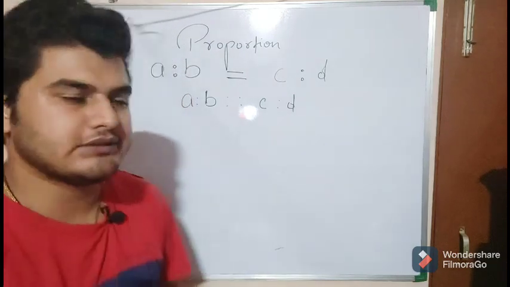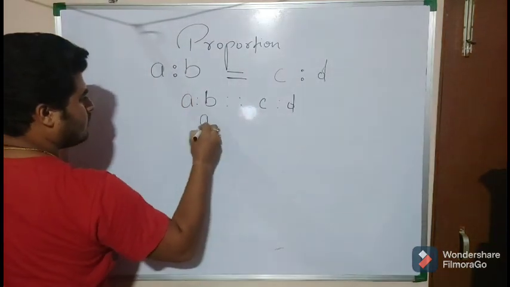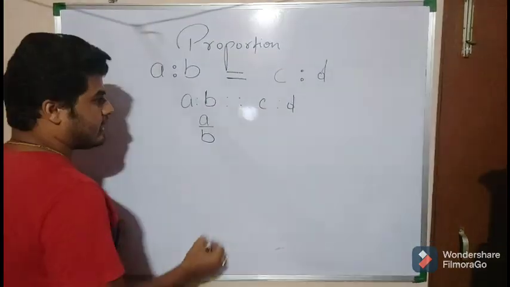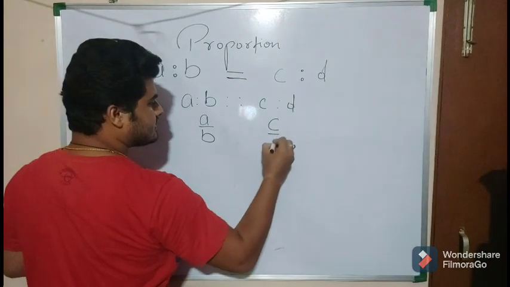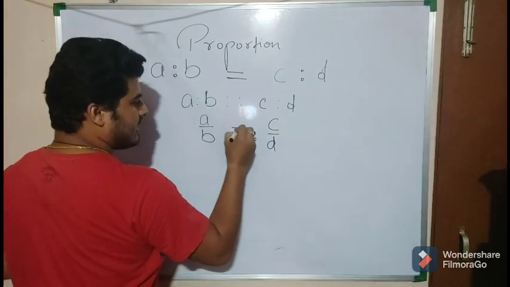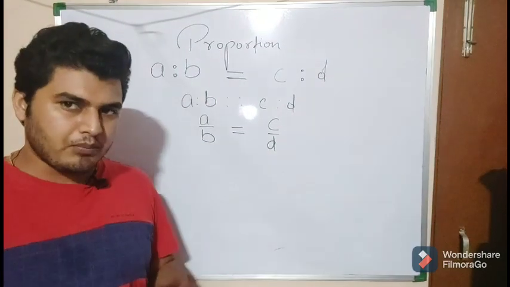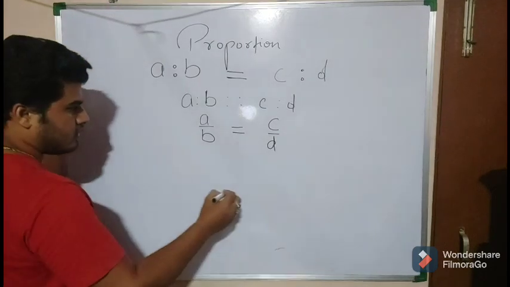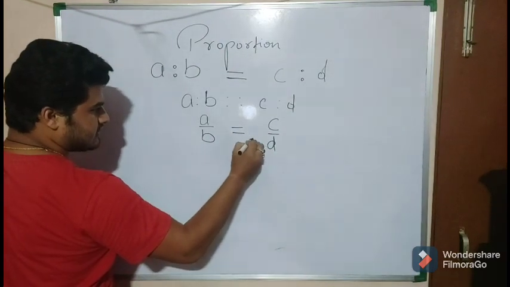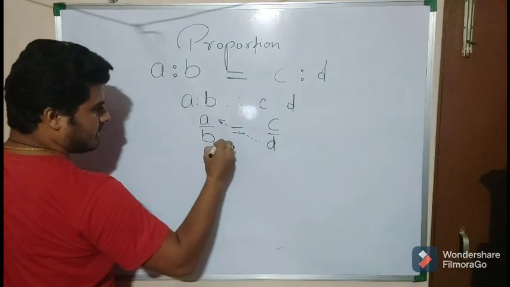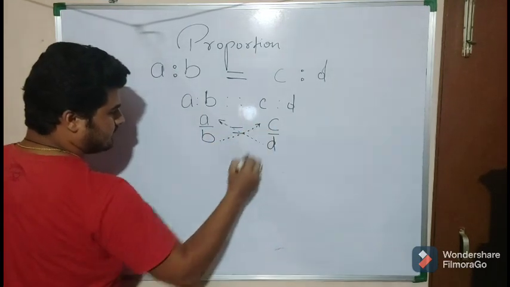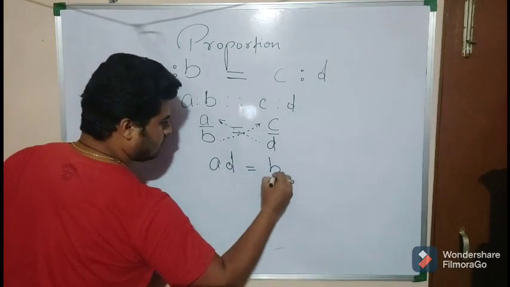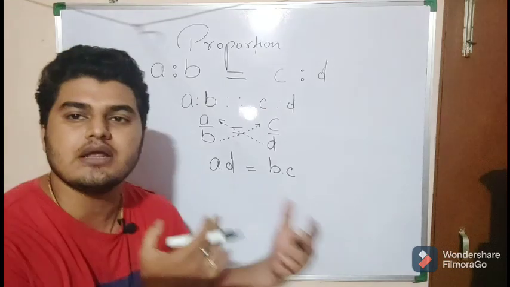Now this means what? That A upon B, A ratio B means what? A upon B, and C ratio D means what? C upon D. So it means that A upon B is equals to C upon D. Getting my point? On cross multiplication, this D will be multiplied with A and this B will be multiplied with C. So A into D is equals to B into C if the ratios are in proportion.